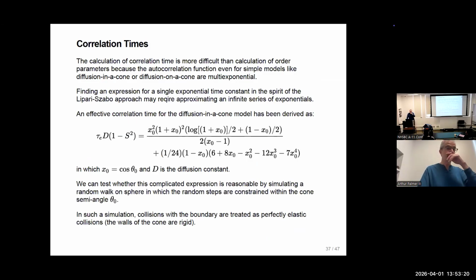The correlation times are even worse to try to interpret. For example, for diffusion in a cone, the effective correlation time can be worked out. It's a quite complicated function of the cone semi-angle. So it's much less common to see people try to interpret the tau sub e's with some analytical expression. If you wanted to interpret tau sub e's, it almost always goes to a computer calculation. And these days agreement, I would say, is semi-quantitative, not really quantitative.